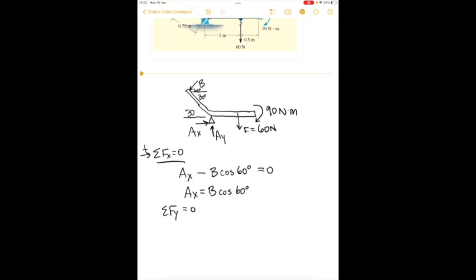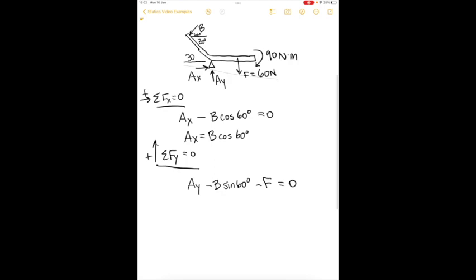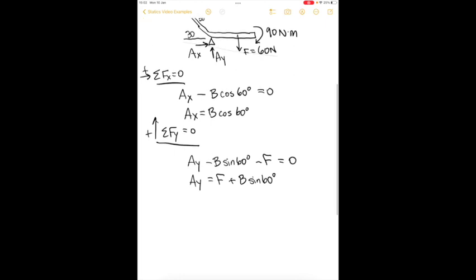Let's move on to Y, with positive being oriented upwards. Well, what positive forces do we have? Well, we have AY. In the negative direction, we have the Y component of B, so the sine of 60 degrees, and we have F pointing downwards. It's going to be equal to 0. So in this case, we can find that AY is equal to F, which we know, plus B sine of 60 degrees. So again, we have two unknowns we still aren't able to solve.